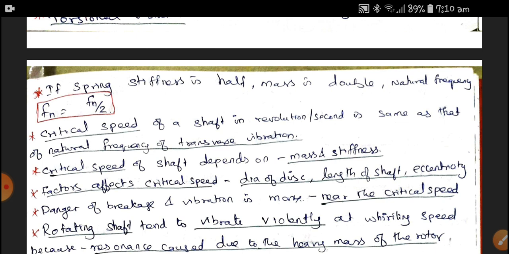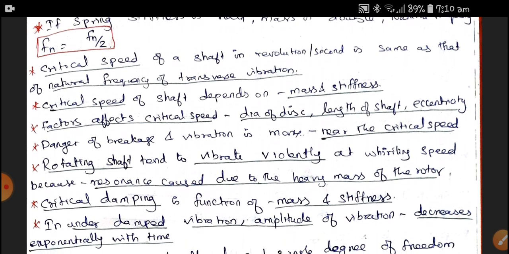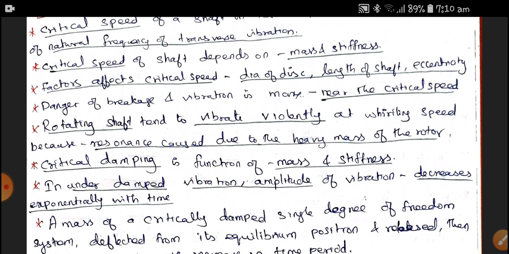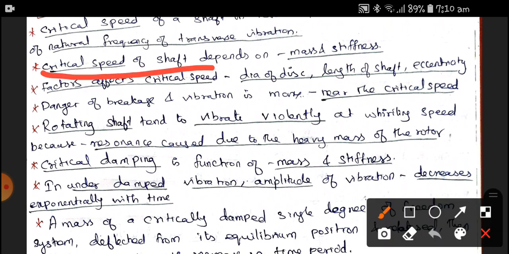And next, the critical speed of a shaft in revolutions per second is the same as the natural frequency of the transverse vibration. The critical speed of a shaft is equal to the natural frequency of transverse vibration. Also, the critical speed of a shaft depends upon mass and stiffness. You have to notice this. This is an important thing. The critical speed of the shaft depends on mass and stiffness.